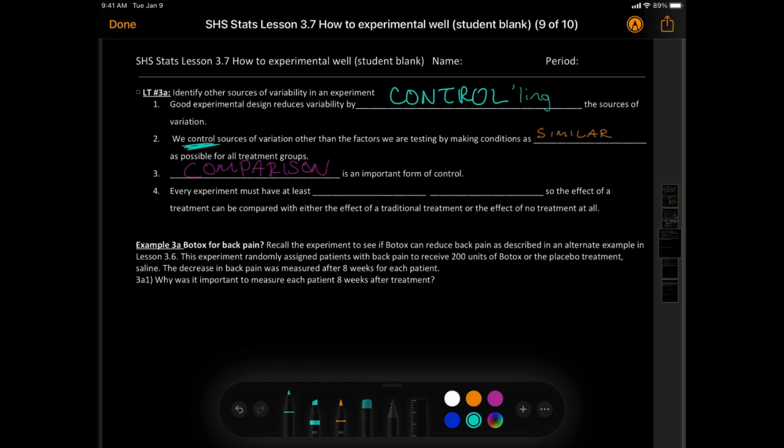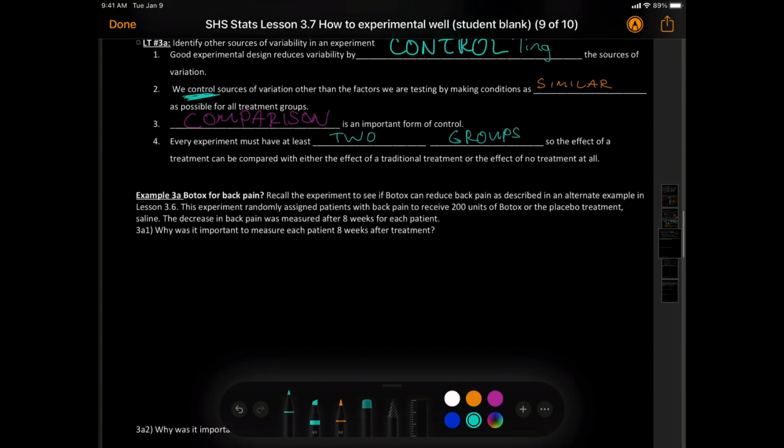Every experiment must have at least 2 groups, so the effect of a treatment can be compared with either the effect of a traditional treatment or the effect of no treatment at all. Let's do this next example here.